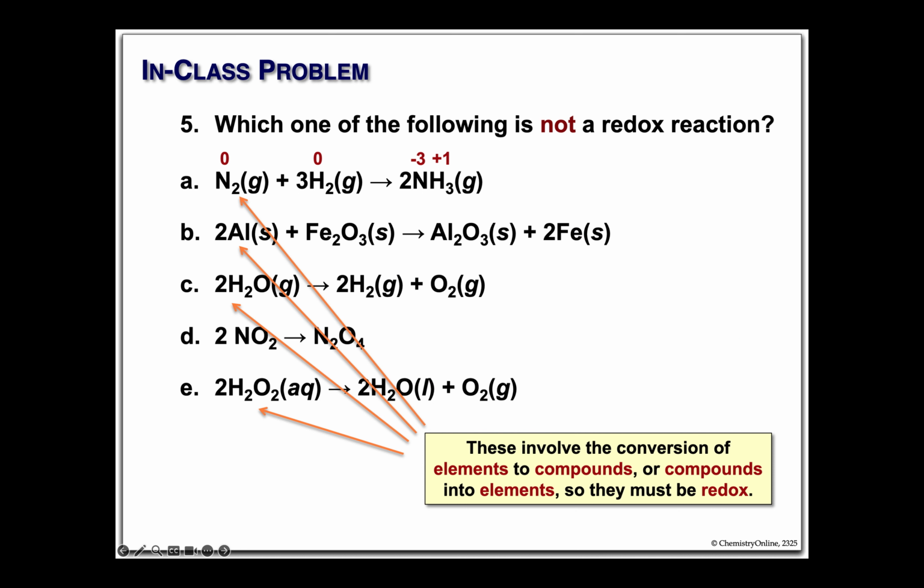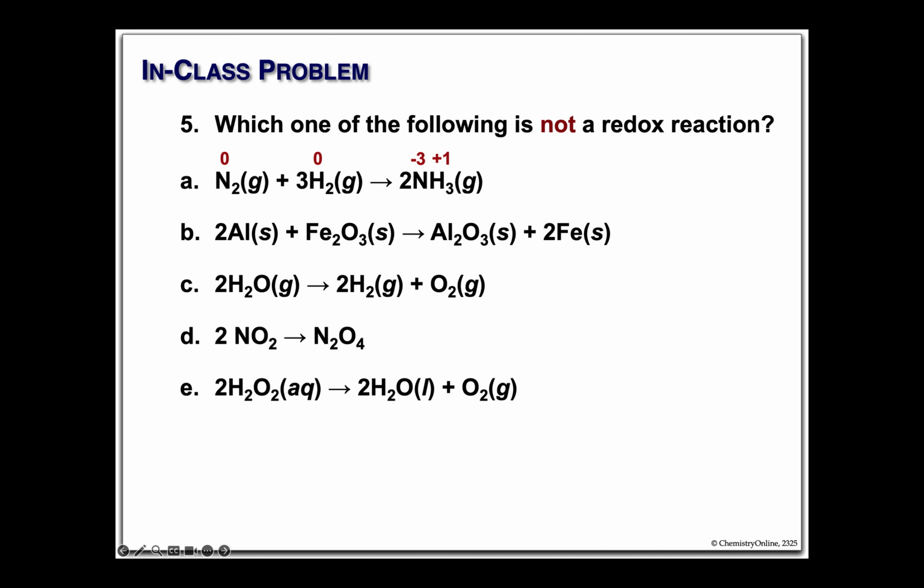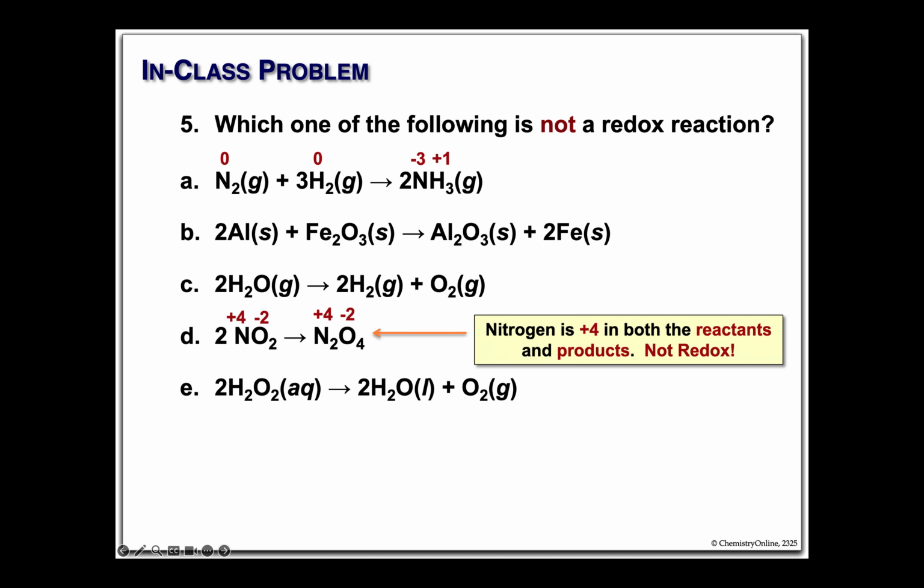So let's look at the one that isn't. Oxygen is going to be a -2, just by default. We have 2 of them, making this nitrogen +4. Over here, oxygen is still going to want to be a -2. We have 8 negatives here. Each nitrogen must be +4. No redox. Any question?